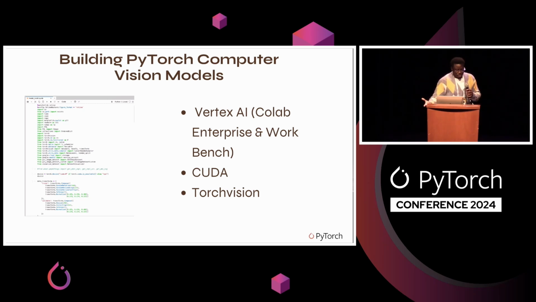So that's why we went along with Vertex AI. Colab Enterprise allows us to have sustained usage of GPUs, and the same with the workbench. We can run things over a week, over a couple of weeks, without having to worry about our GPU usage getting cut off, or not having access to a particular GPU. So that's why we use that.